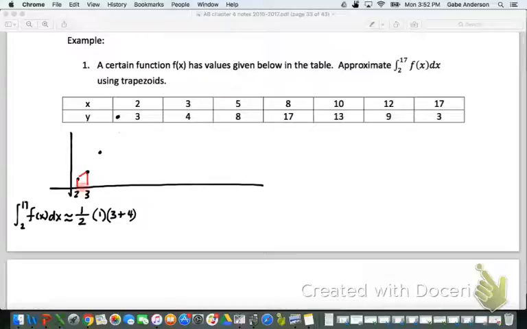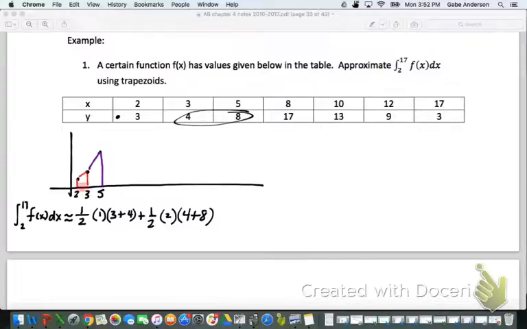Trapezoid number 2 is going to be right here, like that. So the x coordinate over there on the right was 5. So this is going to be plus 1/2. This time the height is not 1. The height is the distance between 3 and 5. Of course, that is 2. And then my bases are going to be the y values up here. So 4 plus 8. And I've got my purple trapezoid.